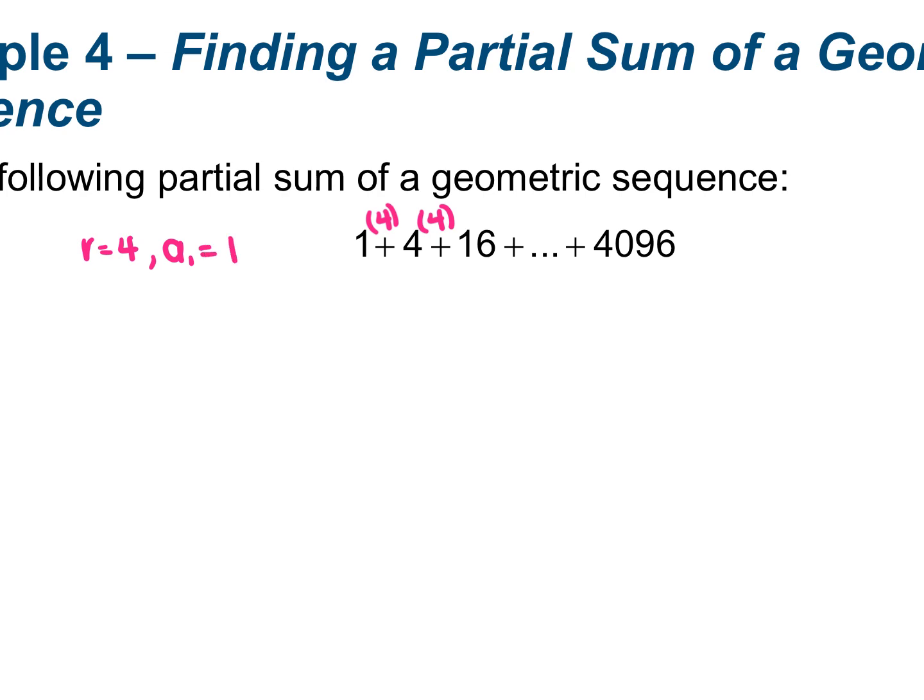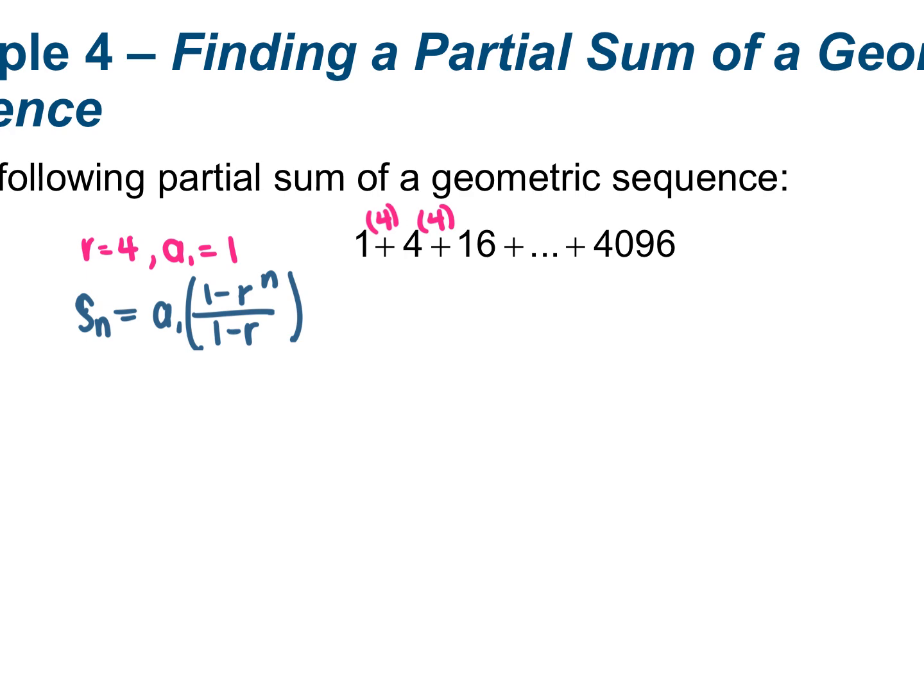So remember, your formula was your partial sum is equal to a sub 1 times 1 minus r to the power of n over 1 minus r. I like to put parentheses around that fraction. I would do so if I were you.